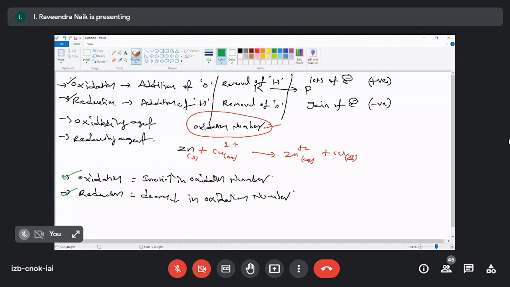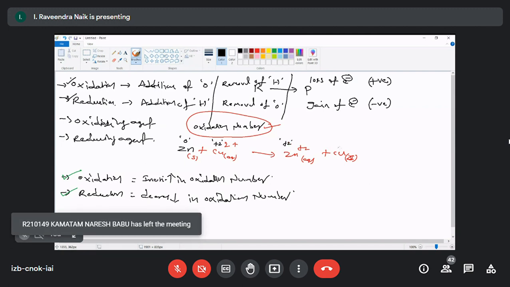So, given Zn plus Cu2+ gives rise to Zn2+ plus Cu. Tell me, what have we already said? First we identify the oxidation state in a given species. Zinc oxidation state is 0. Cu2+ charge is equal to oxidation number, plus 2. Next Zn2+ and next Cu is 0.